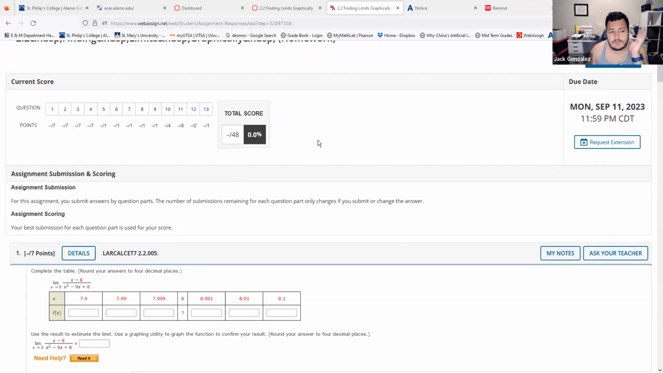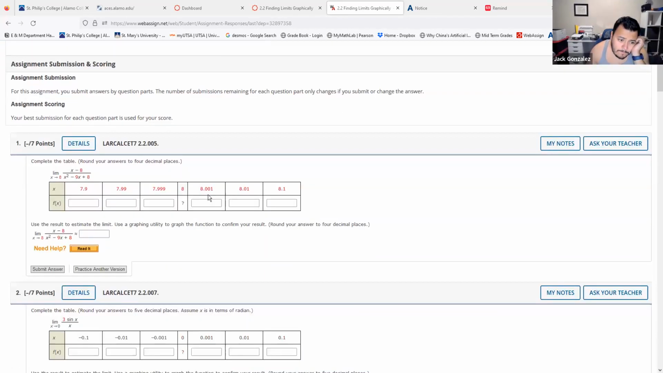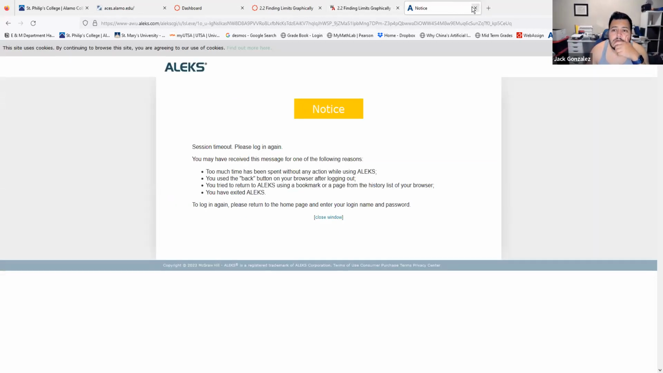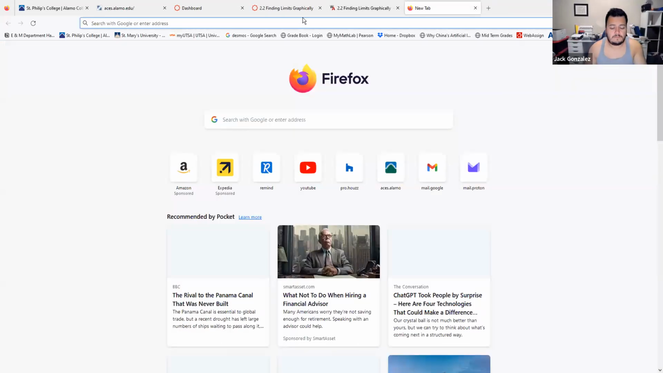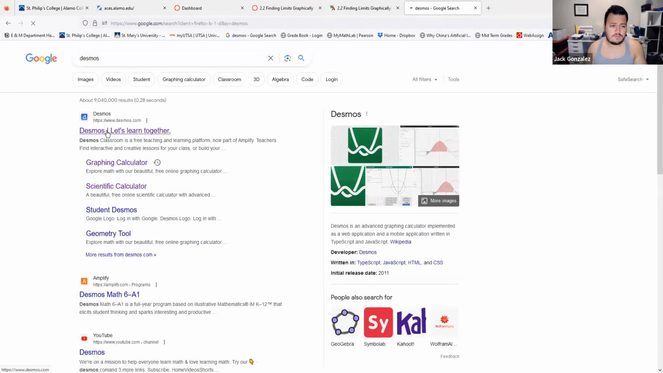No, we're moving on to 2.2. Is that cool with everybody? Probably gonna need Desmos. Let's see here. Close this. I think this will help us see what's going on.